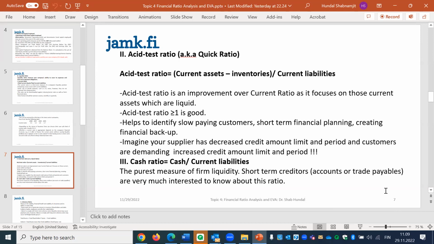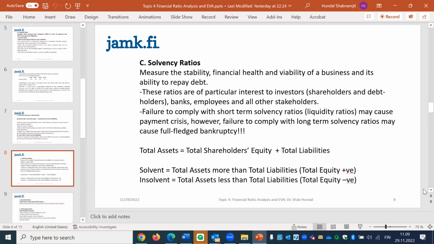And then the third ratio is called the cash ratio, which means that we don't deal with any other asset. We only talk about cash, which means cash divided by current liabilities. Different measures can be applied in different circumstances. And then, the third category, we have the solvency ratios. The solvency ratio is very much connected with the liquidity ratio.